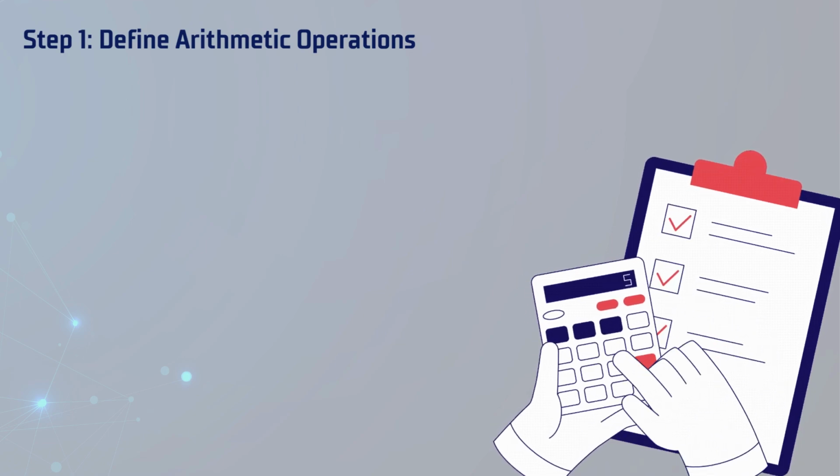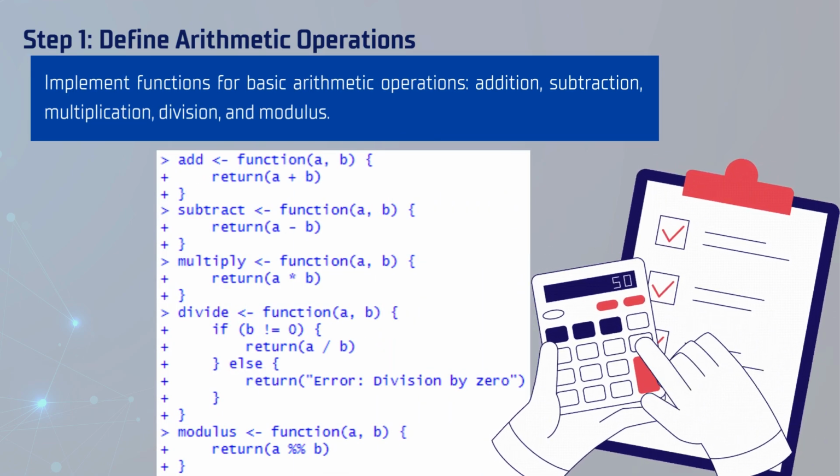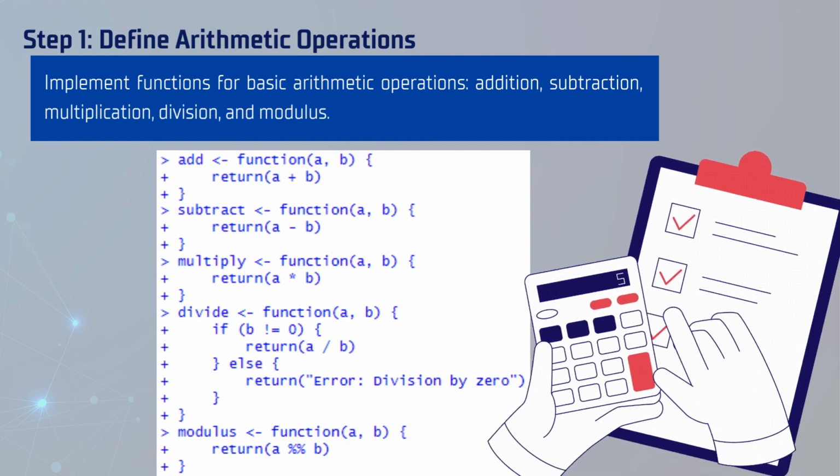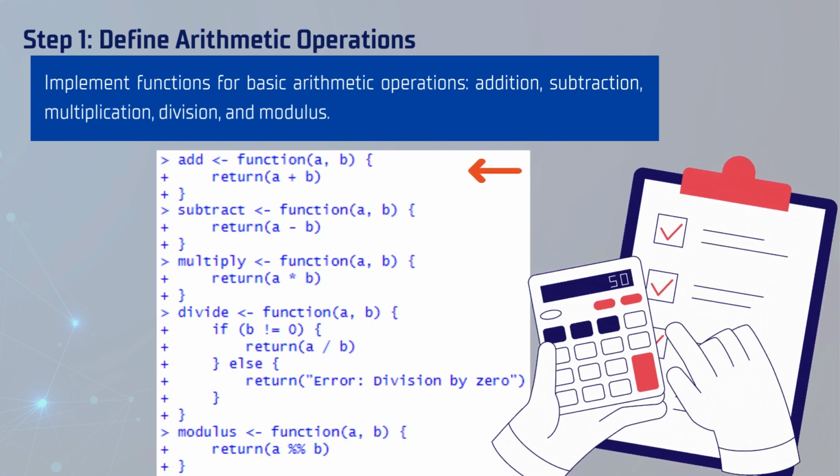Step 1. Define arithmetic operations. Implement functions for basic arithmetic operations: addition, subtraction, multiplication, division, and modulus, for which you can see the code below.